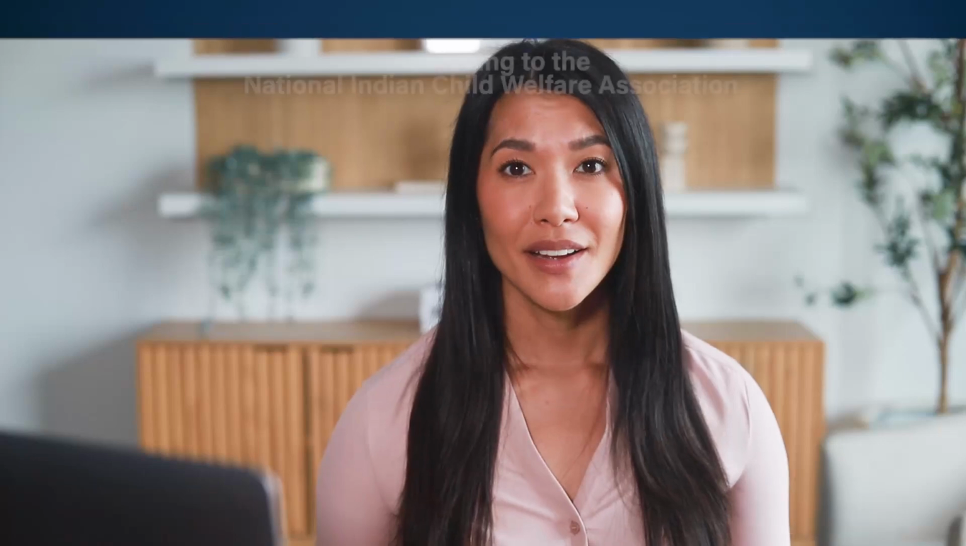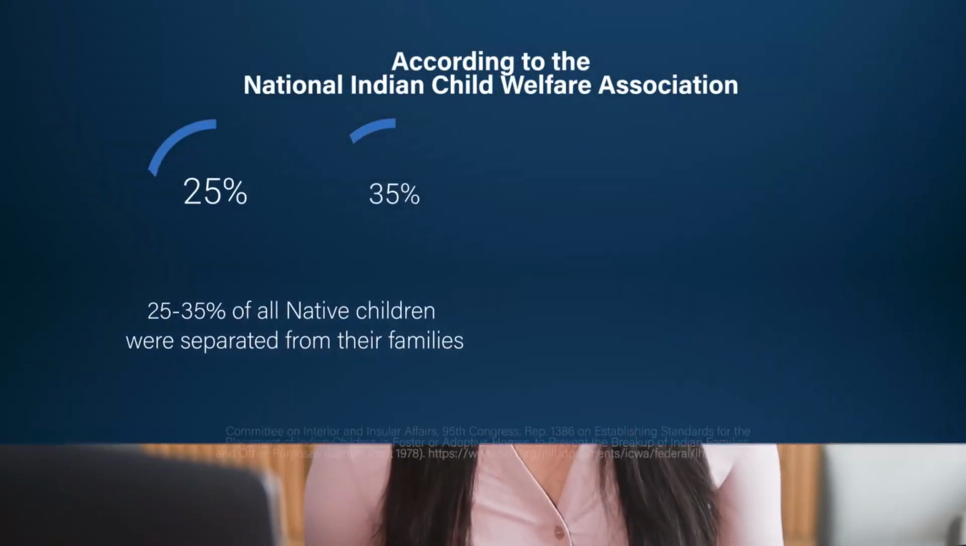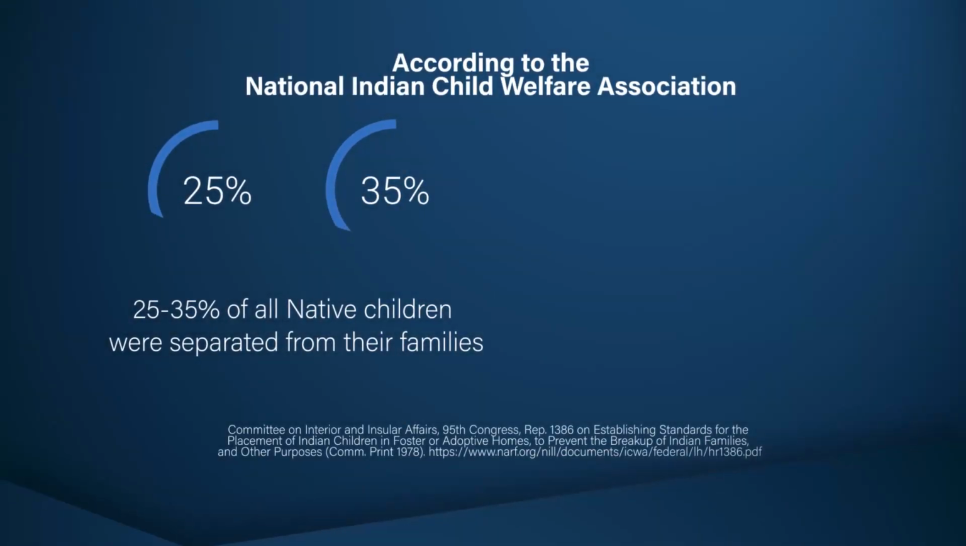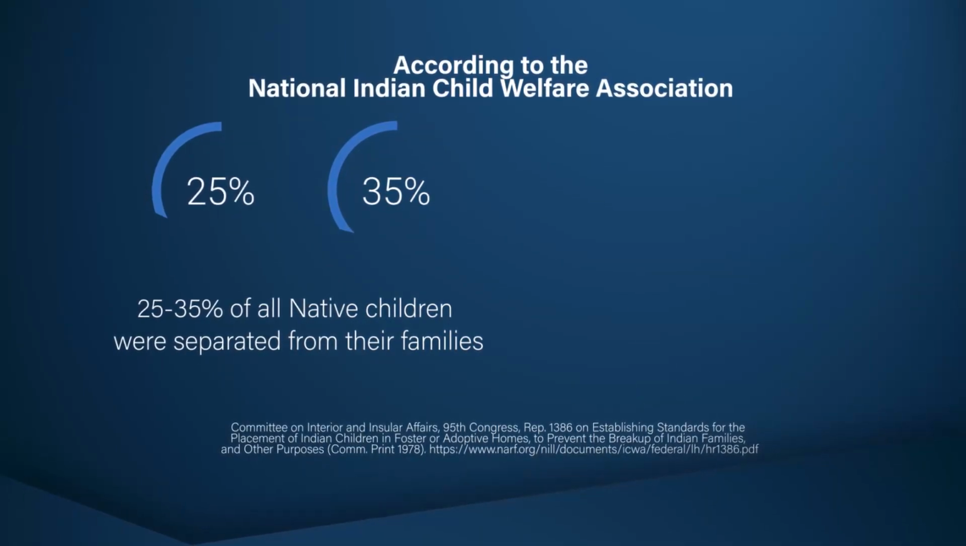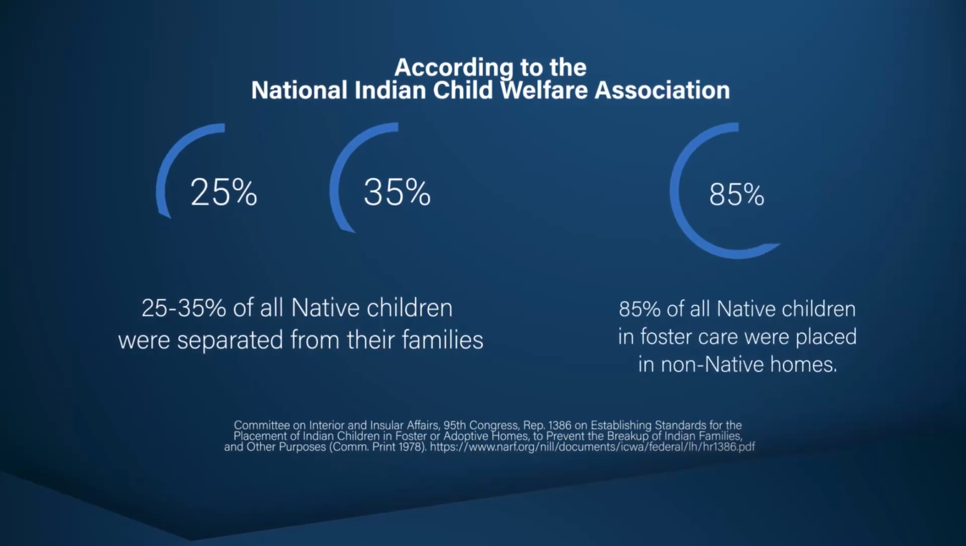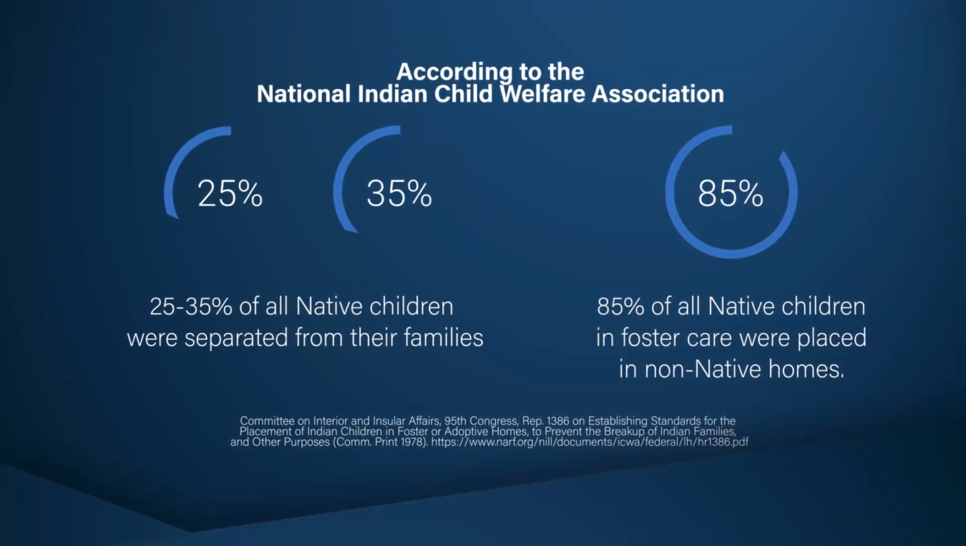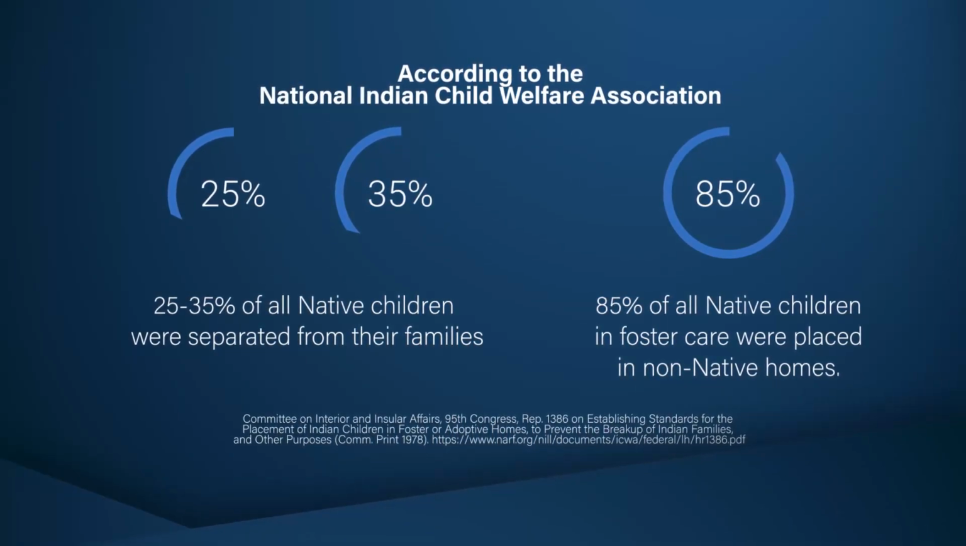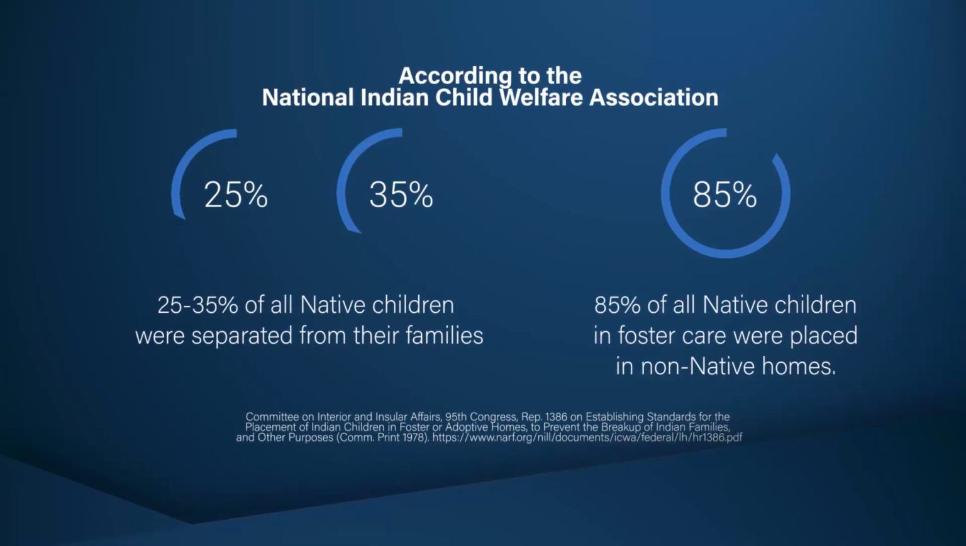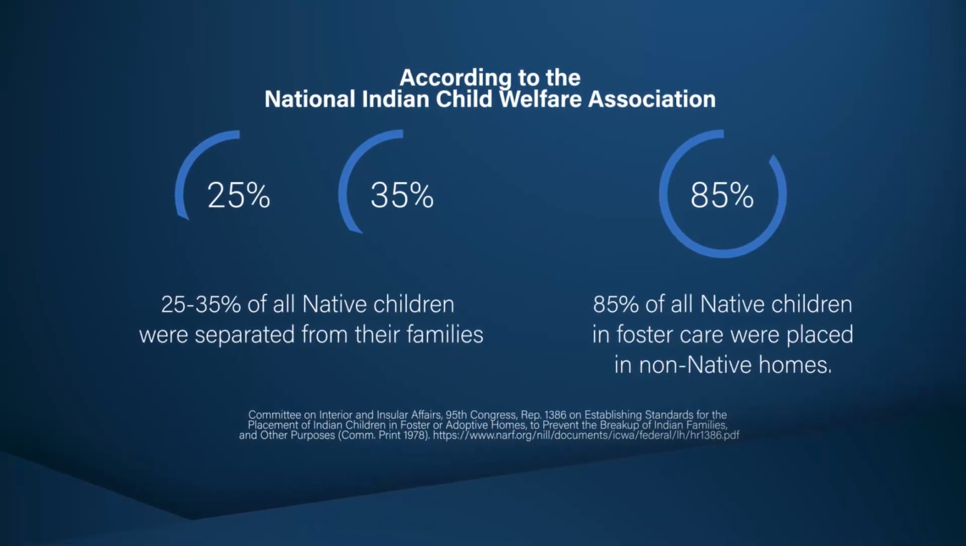ICWA came about in response to the alarming and disproportional rates of Native children in child welfare systems nationwide. The presenter reads out the information on slides. According to the National Indian Child Welfare Association, 25 to 35% of all Native children were separated from their families and placed in foster homes, adoptive homes, or institutions. Worse, 85% of all Native children in foster care were placed in non-Native homes.